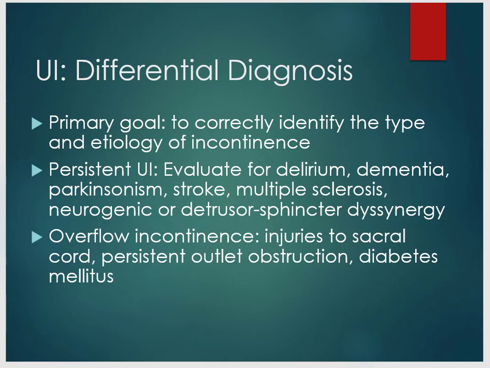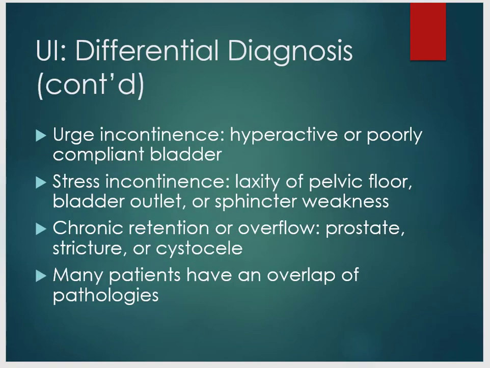Your main goal is to try to identify the type and the etiology of the incontinence. If it's persistent, you want to evaluate if there's been any delirium, dementia, any neurological conditions. If it's overflow, if there's been any injury to the sacral cord or outlet obstruction or diabetes. If you have urge incontinence, you want to assess if it's a hyperactive or a poorly compliant bladder. For stress incontinence, assess for laxity of the pelvic floor, issues with bladder outlet or sphincter weakness, and then also chronic retention or overflow could be related to the prostate, a stricture or a cystocele, and for many individuals they may have an overlap of several of these pathologies.